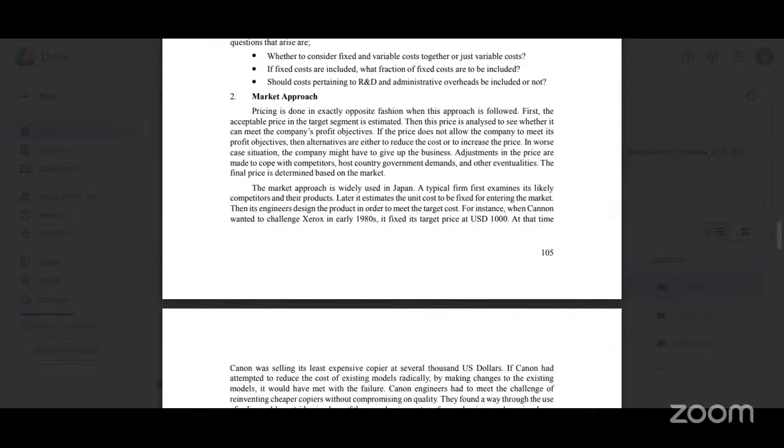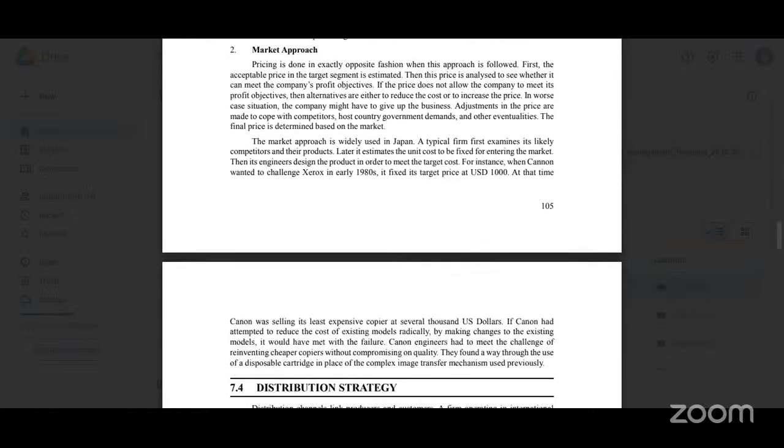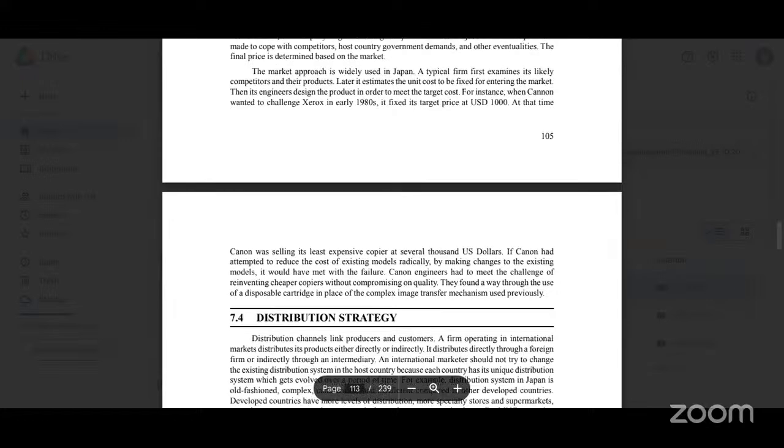So in a worst case situation, the company might have to even give up the business, which is not going to be the end objective of any company. So without considering that as an option, what can the company do? So adjustments in the price are made to cope with competitors, host country government demands, and other eventualities. The final price is determined based on the market. This approach is widely used in Japan.